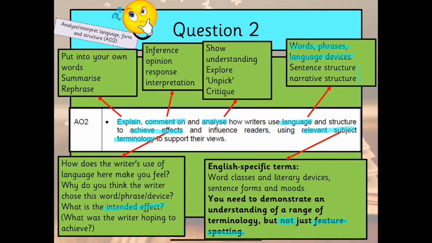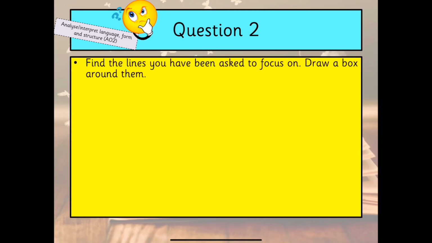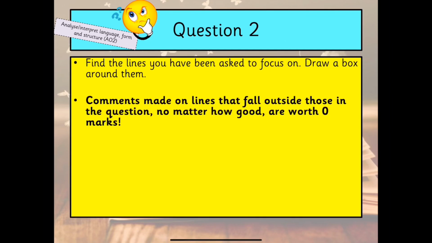So I'm going to go through some tips now for approaching question 2 in the first instance. And the first thing to do is to find the lines that you've been asked to focus on and to draw a box around them. Just like with question 1, the exam paper will direct you to specific lines from the extract and ask you to comment on a particular thing within those lines. And just like in question 1, any comments that you make that fall outside those lines, unfortunately, no matter how good they are, are not worth any marks.